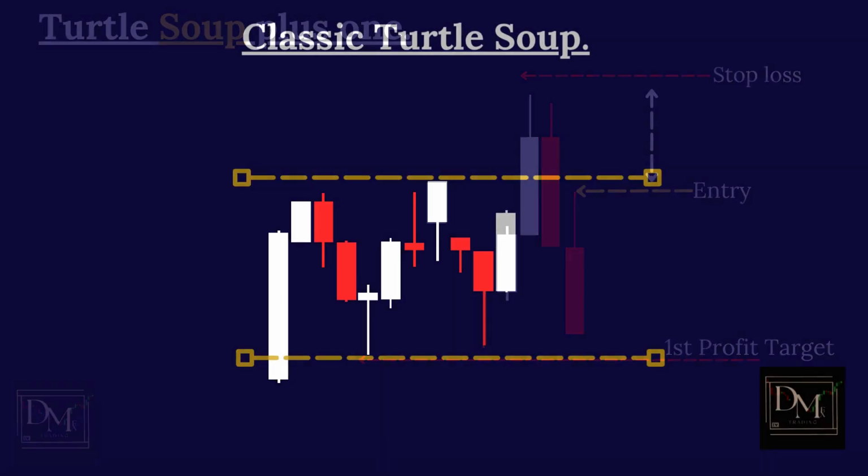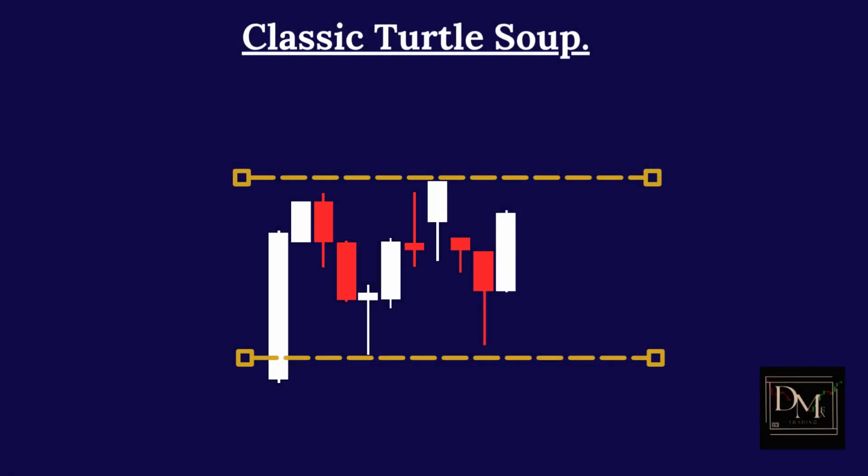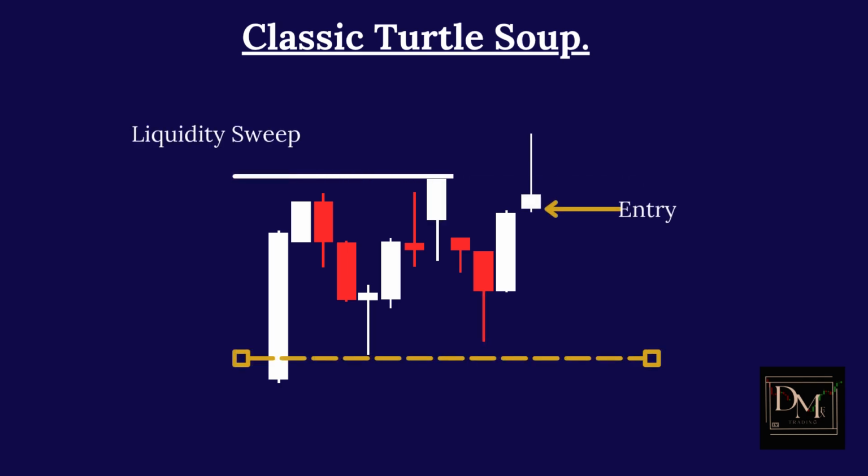Then there's the classic Turtle Soup. This is an aggressive method of trading the Turtle Soup strategy, where the liquidity sweep and entry occur within the same candlestick. You can either enter on the close of the rejection candle, especially if it's a strong reversal candlestick pattern like a pin bar, or enter as soon as price starts rejecting the level.